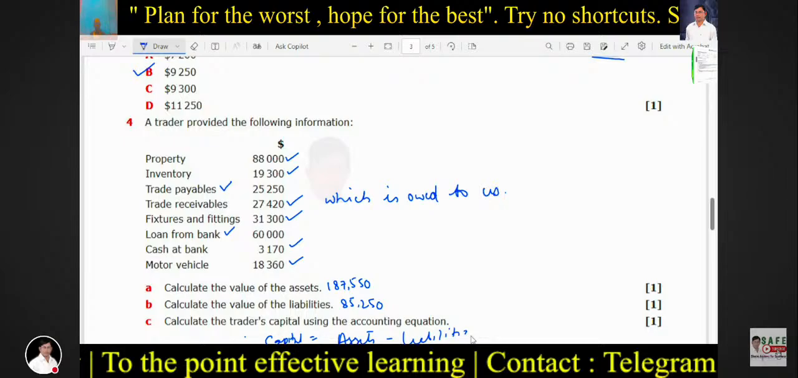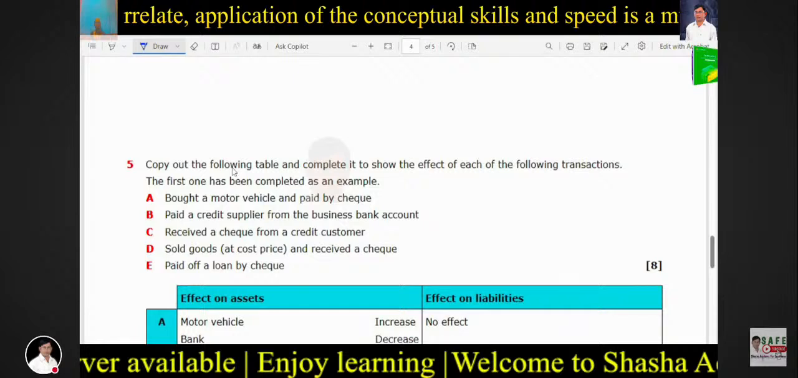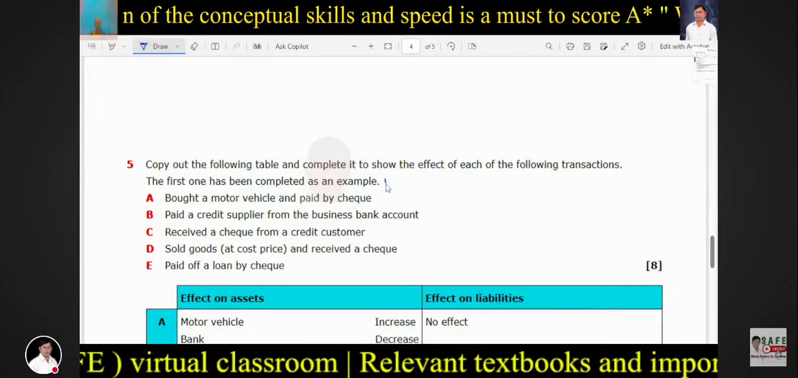So this is the end of question 4. Okay, so practice question 4. So now let us see question 5. So what does it say? Copy the following table and complete it. Show the effect of each of the following transactions. The first one has been completed as an example.